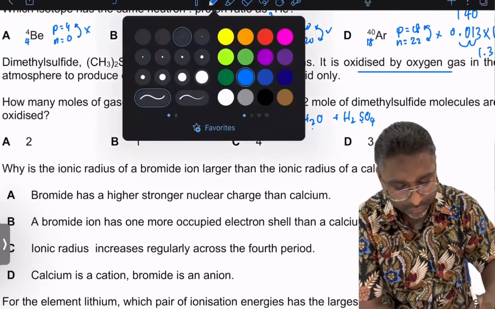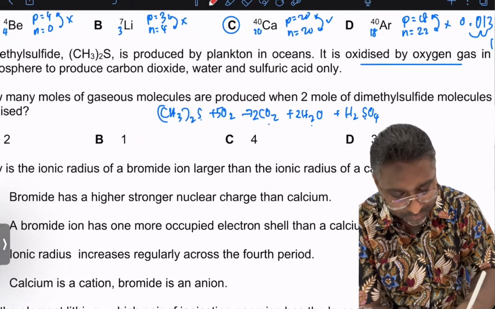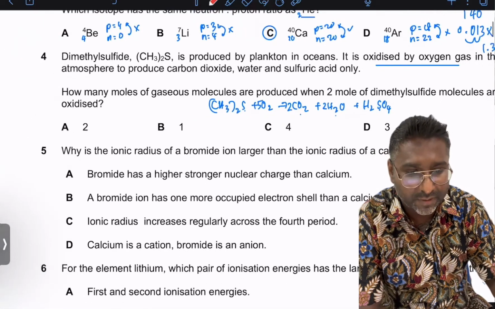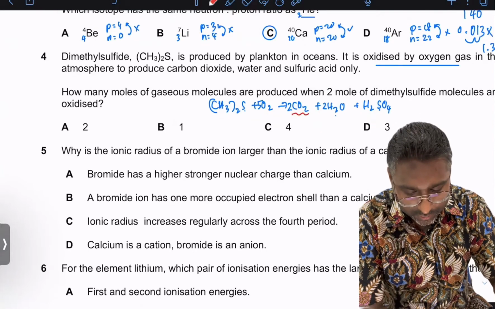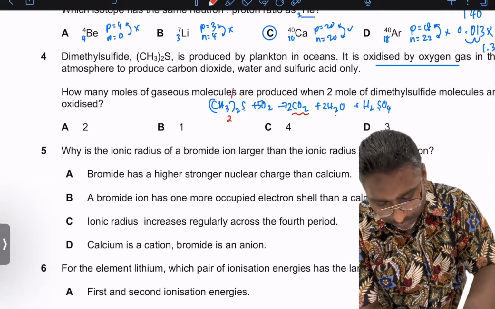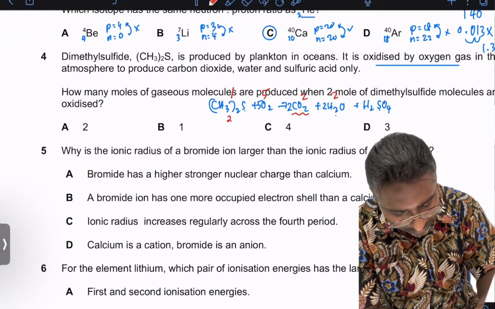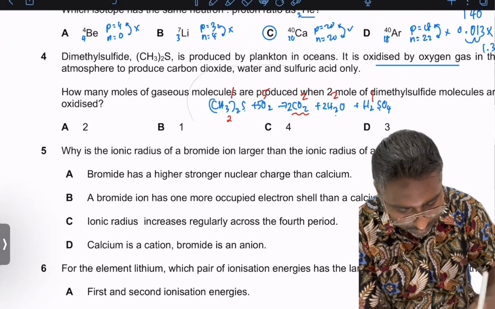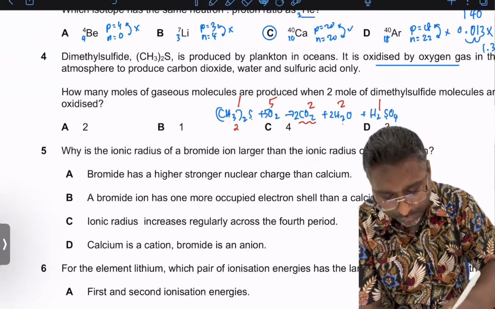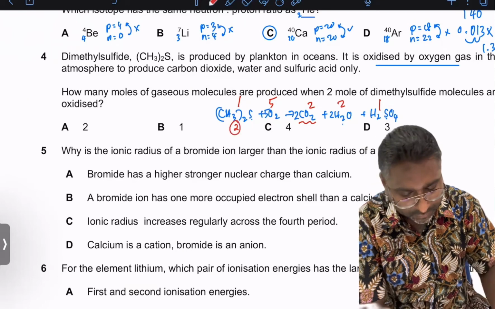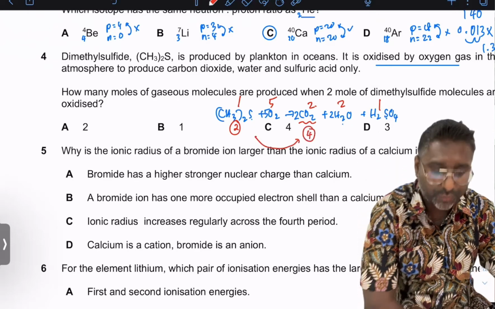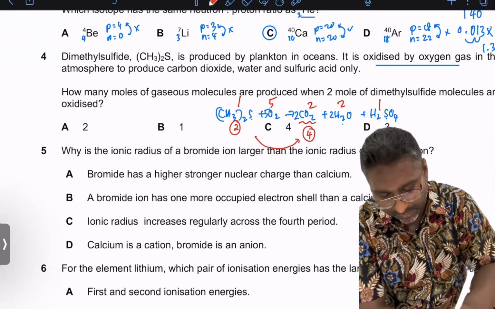The next thing I need to do is, they ask how many gaseous molecules. This is the only gaseous molecule that is going to be produced, because water is liquid and sulfuric acid is aqueous. They say you use 2 moles. If you use 2 moles, you look at the ratio: 1, 5, 2, 2, 1. If you cannot see, I'll bring it down a bit. So if you are using 2 moles, the gas is 1 to 2, so 2 to 4 if you follow the ratio. So the answer is going to be C.